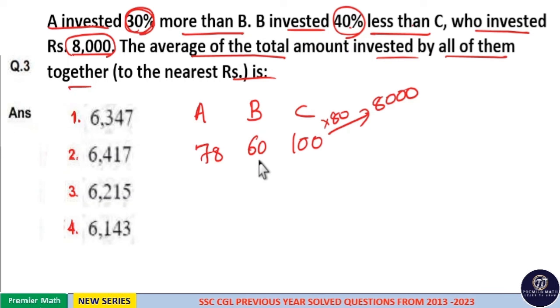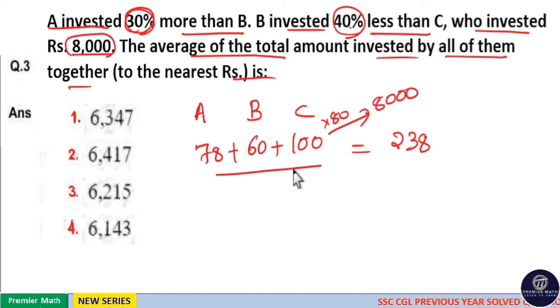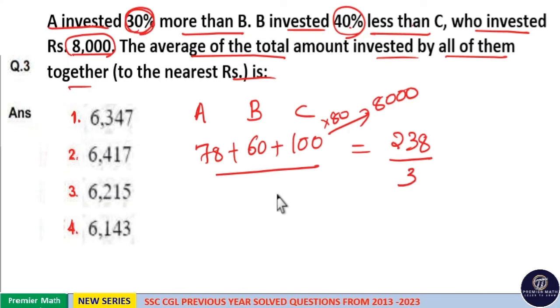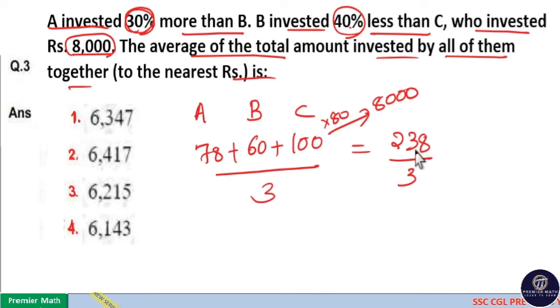Now average means 78 plus 60, 138. 138 plus 100 is equal to 238. 238 by 3, there are 3 people. Now this is the 238 part. So 1 part is 80, means 238 into 80.